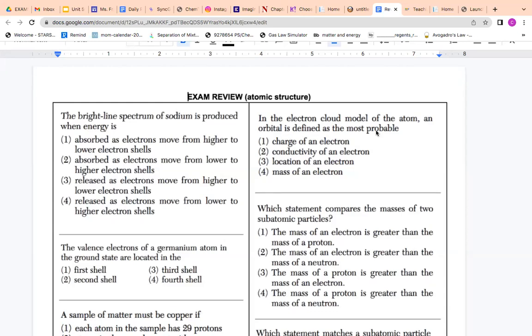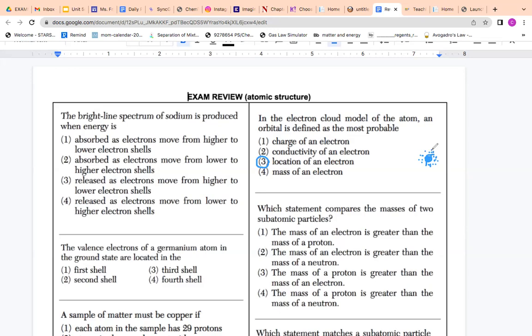An orbital is defined as the most probable. This is literally just definition, guys. This is just the most probable location of an electron, okay? So really, this is just something to commit to memory. Again, the electron cloud model is like this. It's got the nucleus in the center, and then it's got all these dots all around it.